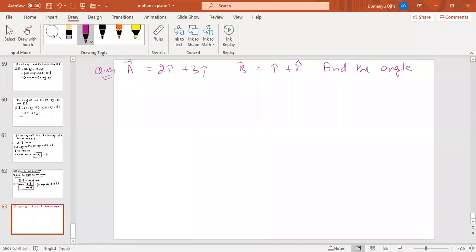Find the angle between A vector and B vector. You can get the answer in cos inverse also, no problem in that.